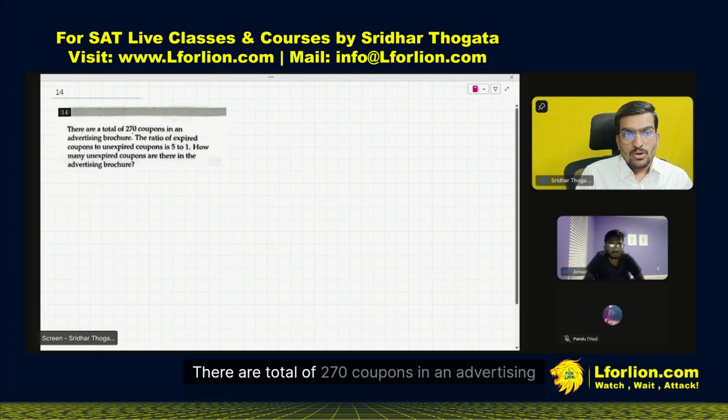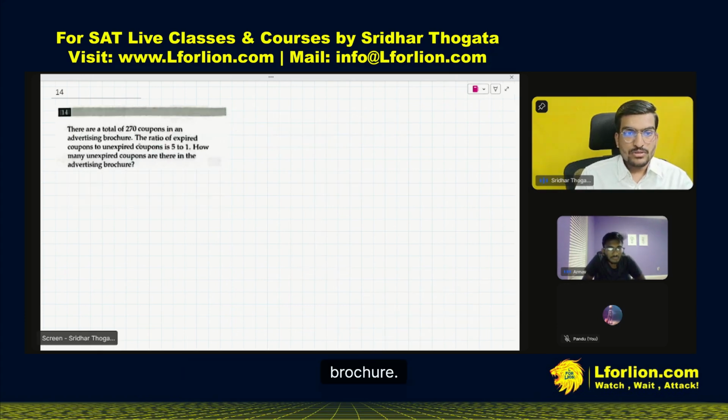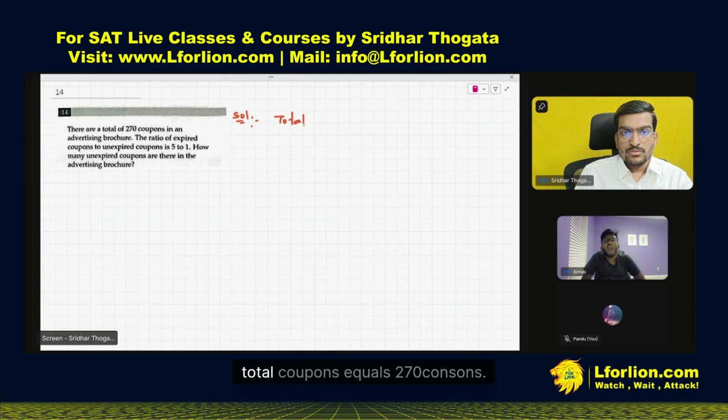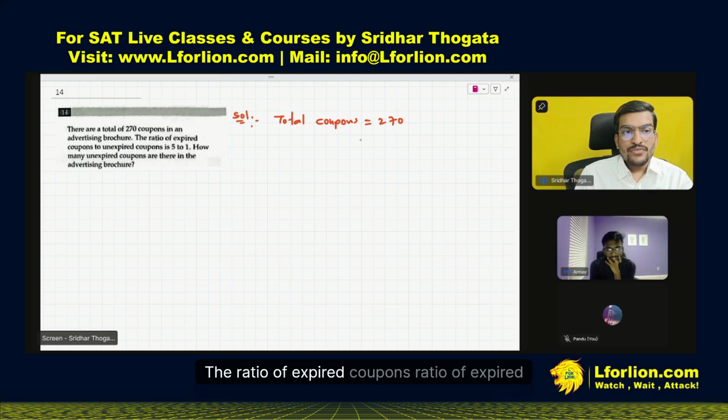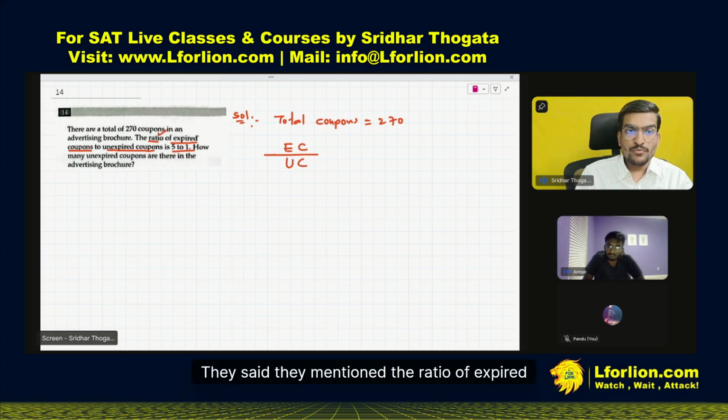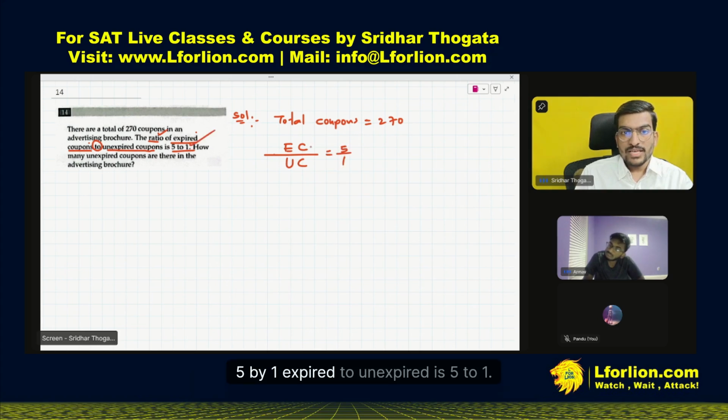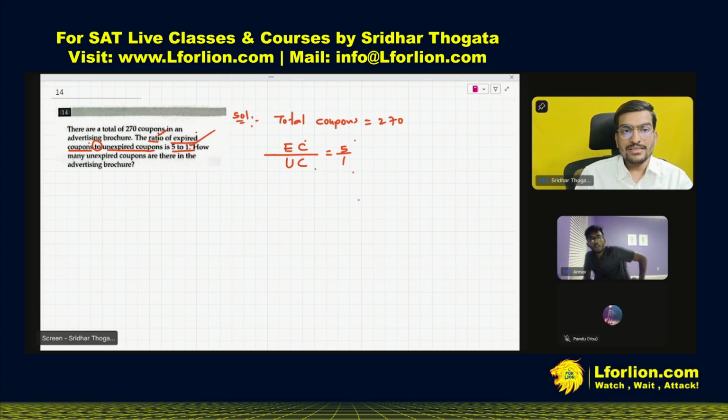There are a total of 270 coupons in an advertising brochure. So total coupons equals 270. The ratio of expired coupons to unexpired coupons is 5 to 1, 5 by 1. How many unexpired coupons are there in the advertising brochure?